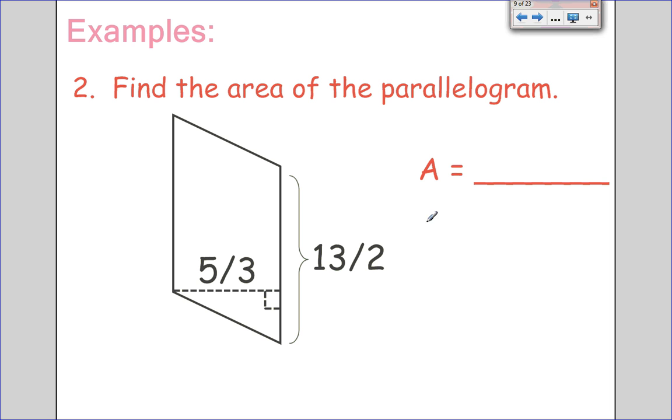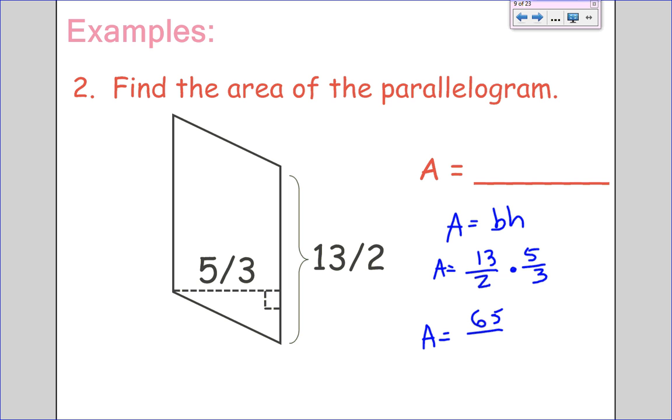All right, so if you think of your formula, area equals base times height, your base here is going to be 13 over 2 times your height, which is the perpendicular 90-degree distance between, so 5 over 3. Now to multiply fractions, you do top times top, bottom times bottom. So 13 times 5 is 65. 2 times 3 is 6, and that does not reduce, so the area is 65 over 6.